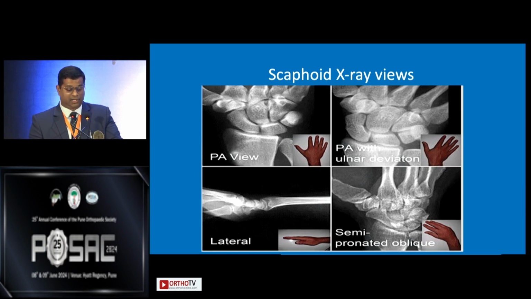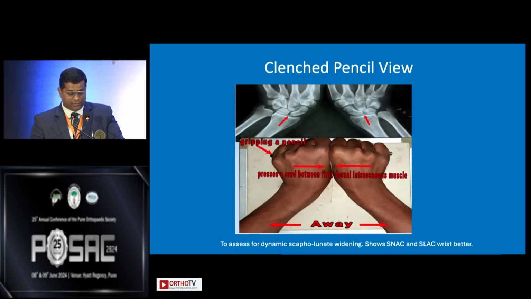Sometimes we feel that it's an undisplaced fracture, and with these views we can see that there can be a displaced fracture, and we will miss the proper treatment of the scaphoid. Now this is the clenched pencil view. Gripping a pencil, press a card between the first dorsal interosseous muscle and keep the forearm away. To assess for dynamic scaphoid unit widening, showing snag and slack of the wrist, this is the better view.